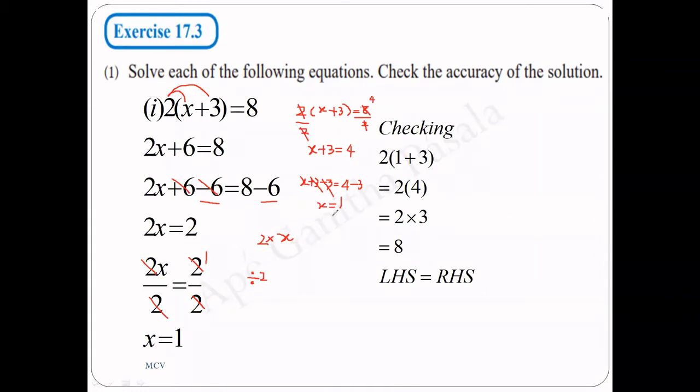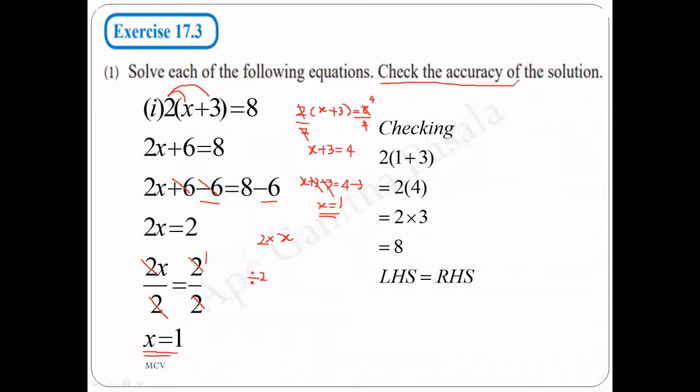Can you see here? In both methods, we get the same answer. You can follow any easy method. If this method is easy, you can use this method. If that method is easy, you can use that method. Use any easy method.